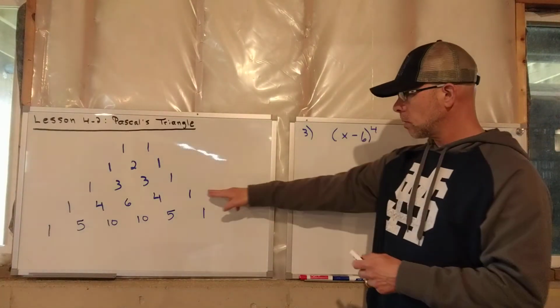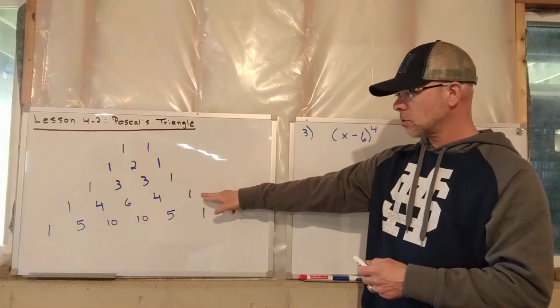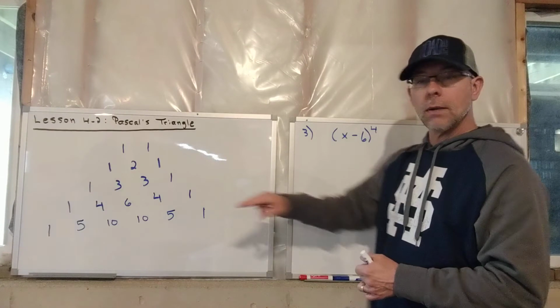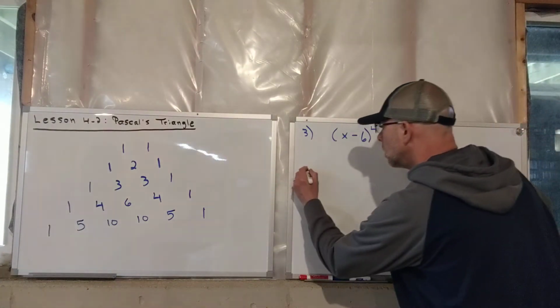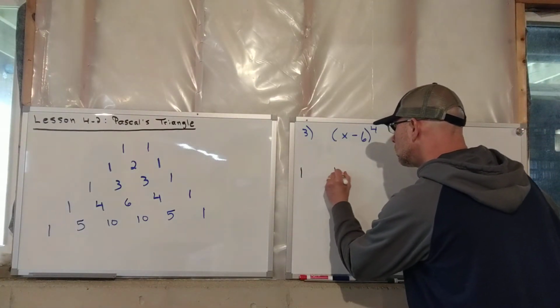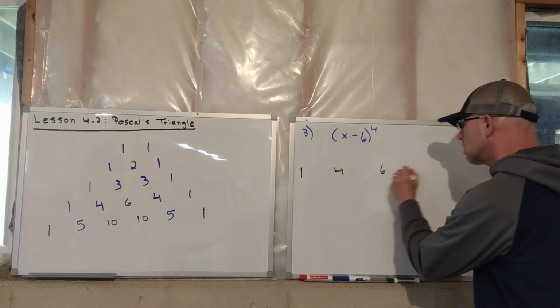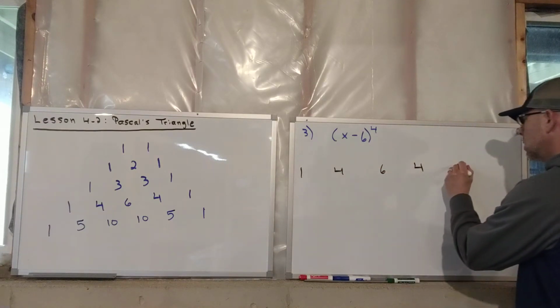So 4th power means we'll be using the 4th row of Pascal's triangle here. 1, 4, 6, 4, 1. Spread that out right here. 1, 4, 6, 4, 1.